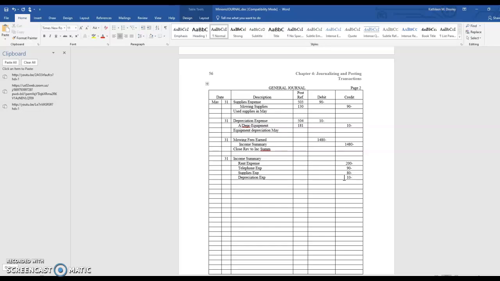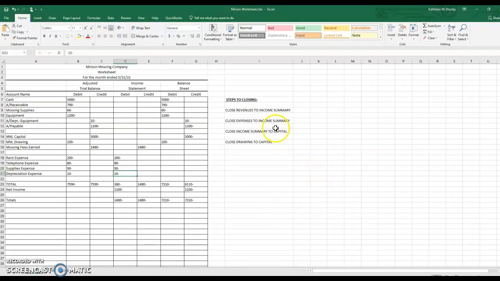Okay, so I want my debits to equal my credits. So how much am I going to debit to income summary? I add up all my credits, they equal 380, which is my total expenses. We put our explanation, close expenses to income summary. Okay. So now we've done the first 2 steps. The next step is to close income summary to capital.